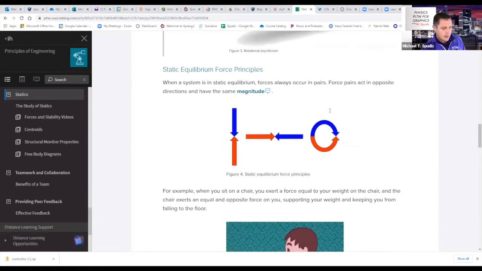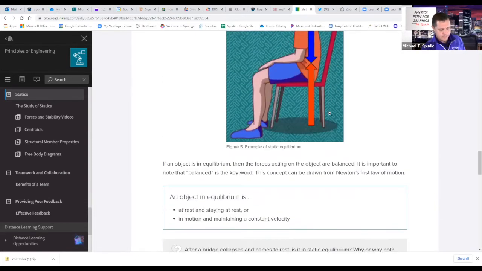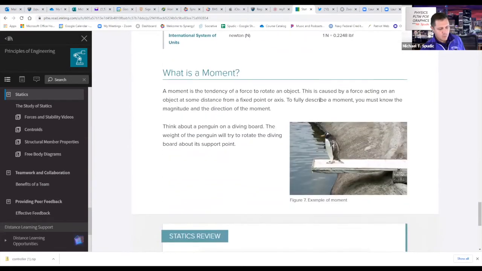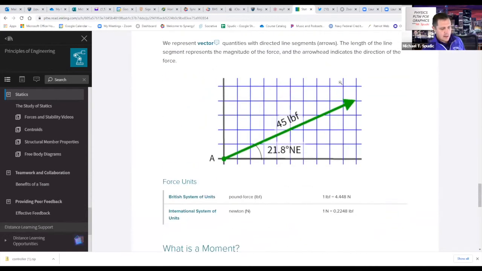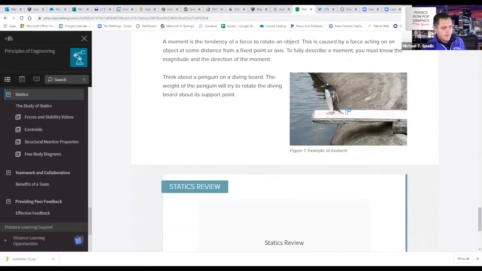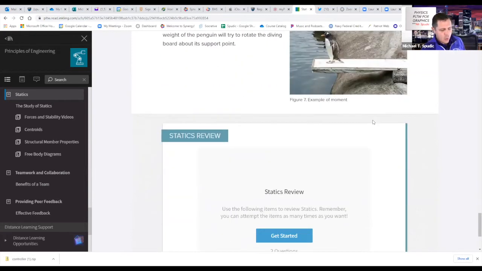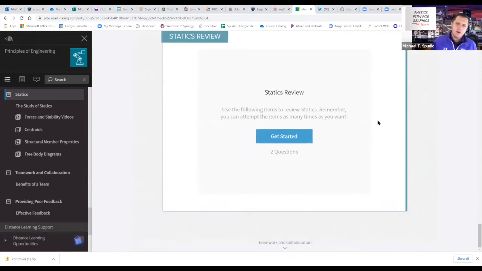Okay, so there's all that stuff with equilibrium. Okay, we're going to talk about forces. So here's just a really, really fast breakdown of forces. We have forces here, and we're going to go into more detail. There's moment, which is rotation. So that is the quick overview. That is a very, very fast overview.